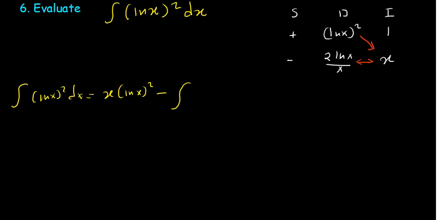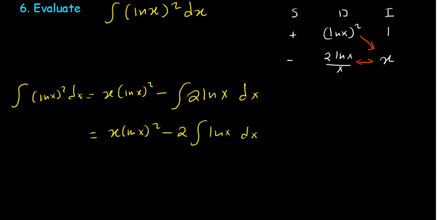If we multiply this and also that other portion, the x is going to cancel out, so all we remain with is a 2 natural log of x dx. I can remove 2 since it's a constant, so we're going to have x natural log of x squared minus 2 integral of natural log of x dx. So we can see again we have got the integral of natural log of x.